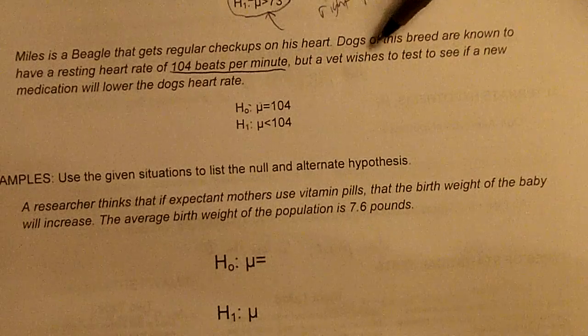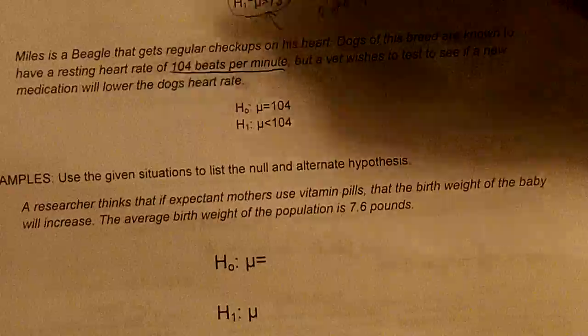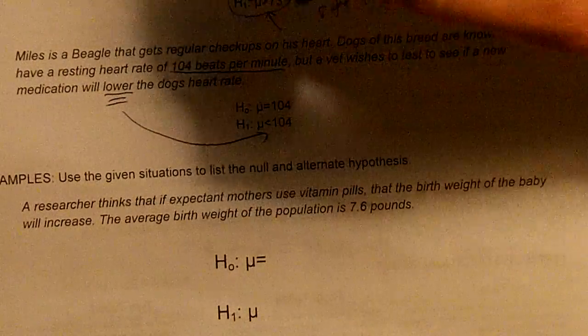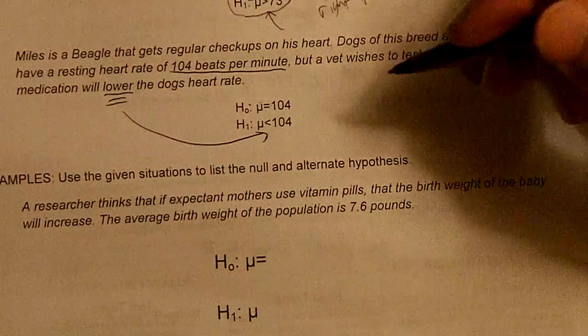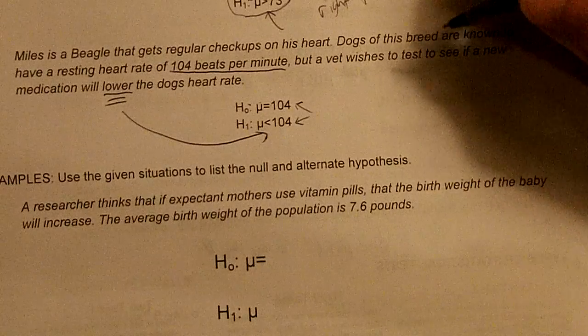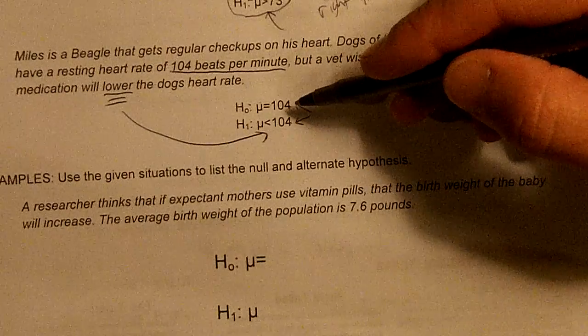So here, a vet wishes to test to see if a new medication will lower. So there's that key word, lower, which makes this a left tail test and a less than sign. And again, you see this value is the same in both the null and the alternate. Right, so mu is equal to 104, that's the original claim.